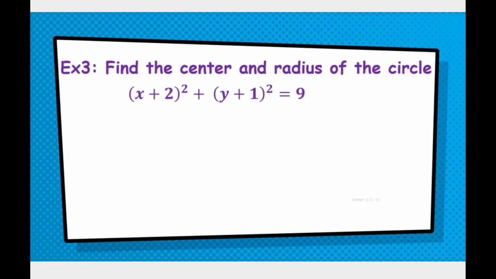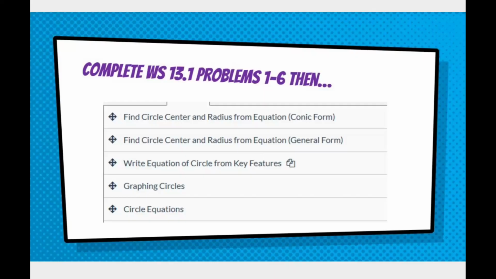All right, find the center and radius of the circle. I could have sworn we've already done that. Oh, okay, never mind.